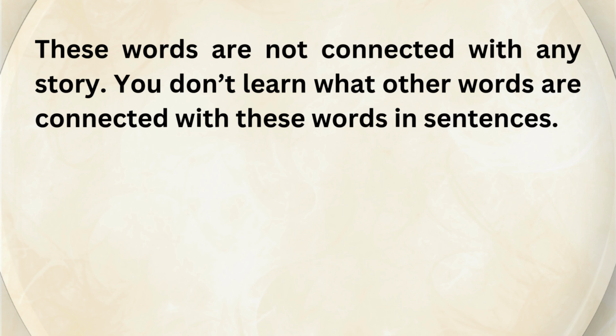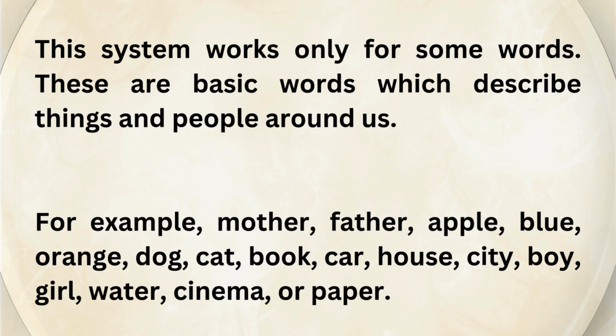These words are not connected with any story. You don't learn what other words are connected with these words in sentences. This system works only for some words. These are basic words which describe things and people around us. For example, mother, father, apple, blue, orange, dog, cat, book, car, house, city, boy, girl, water, cinema, or paper.